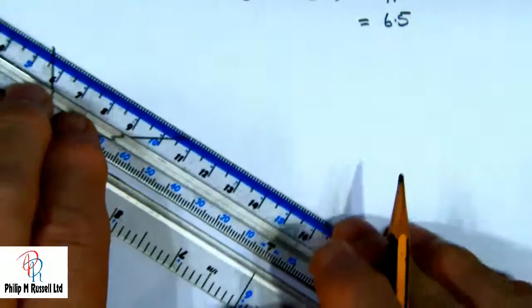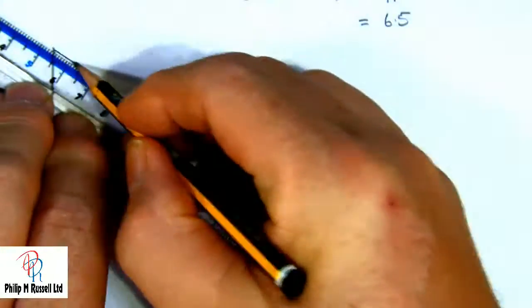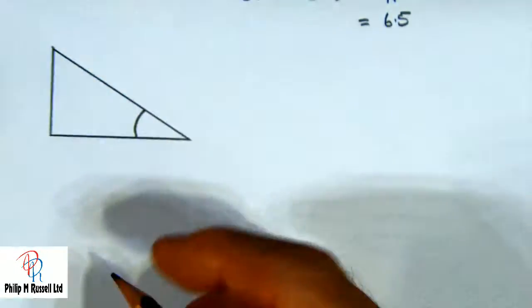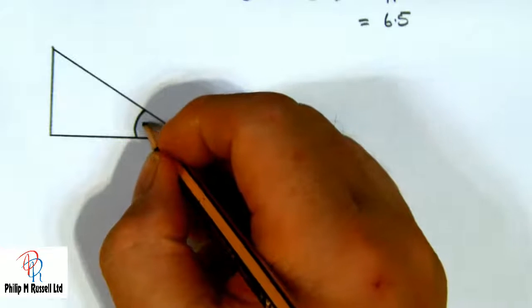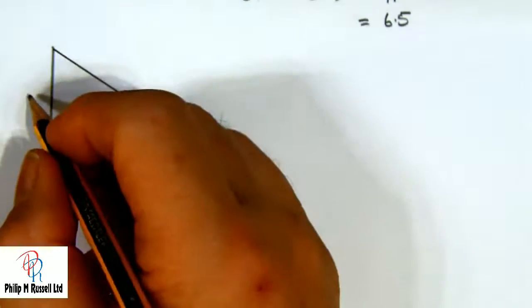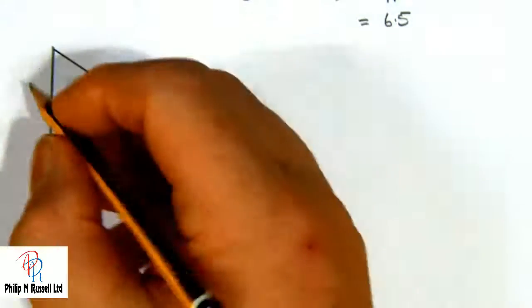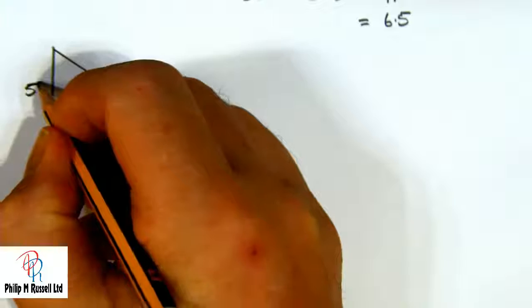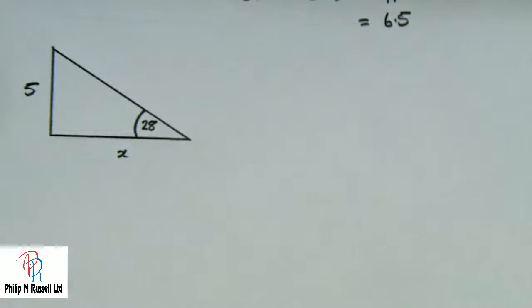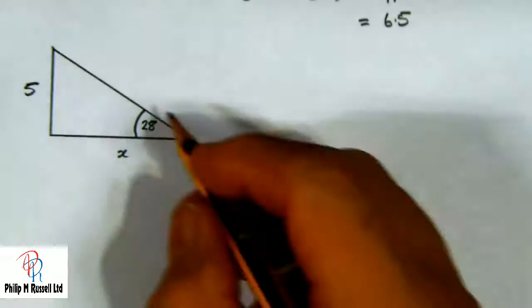So I'm going to cheat this time. We're just going to give ourselves a triangle, and we're going to give ourselves an angle, 28 degrees. This time I'm going to have the opposite known. I know that this is 5 and I've got to work out what the adjacent is. We'll start with labelling the triangle.